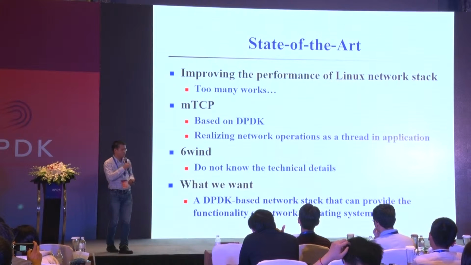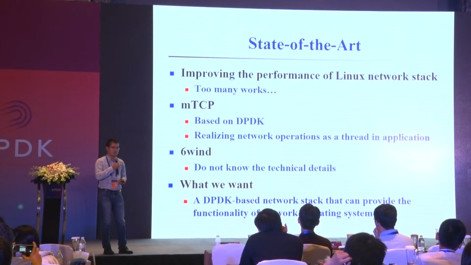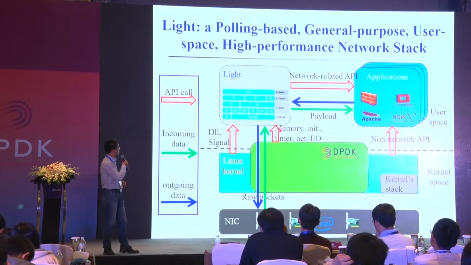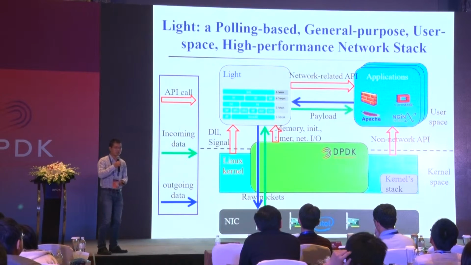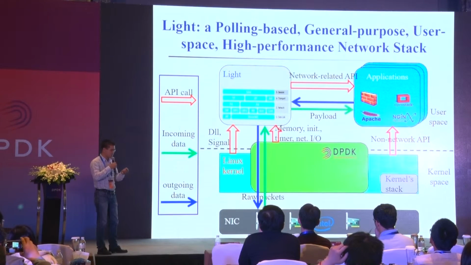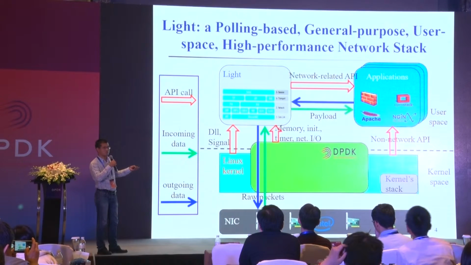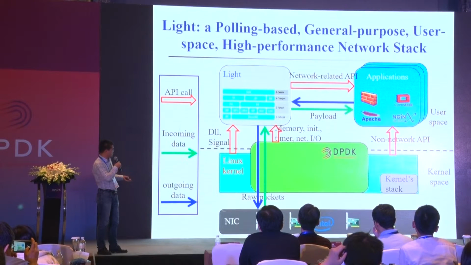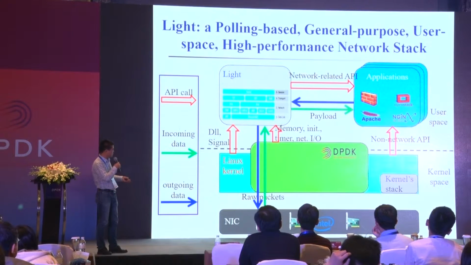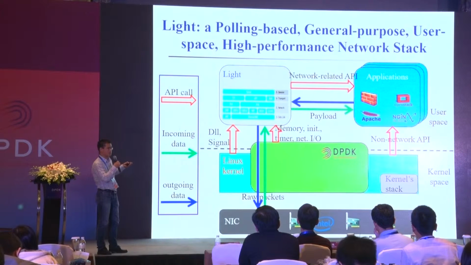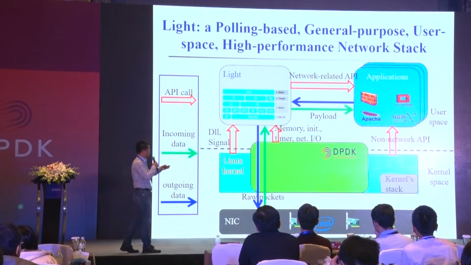Exactly what we want: we would like to develop a DPDK-based network stack. Using this stack, we will be able to provide the functionality of a network operating system. For this network stack, this will be the overall architecture. There are multiple applications. This is the operating system. DPDK is the I/O driver, and then we have the net card. We want to develop an application layer stack. We call it Net.